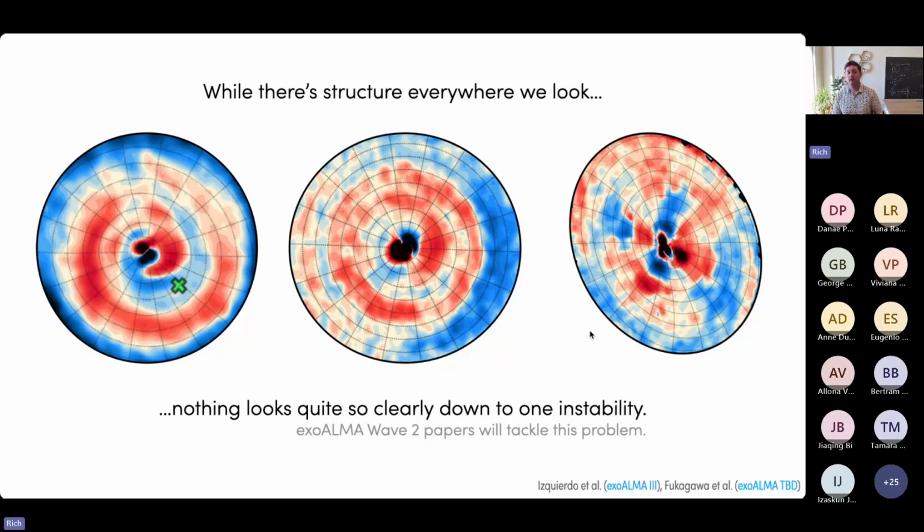There's a lot of work to do. And the wave 2 papers, which are coming out later, are really going to focus on the 2D structure of these velocities and trying to better understand what they're telling us.